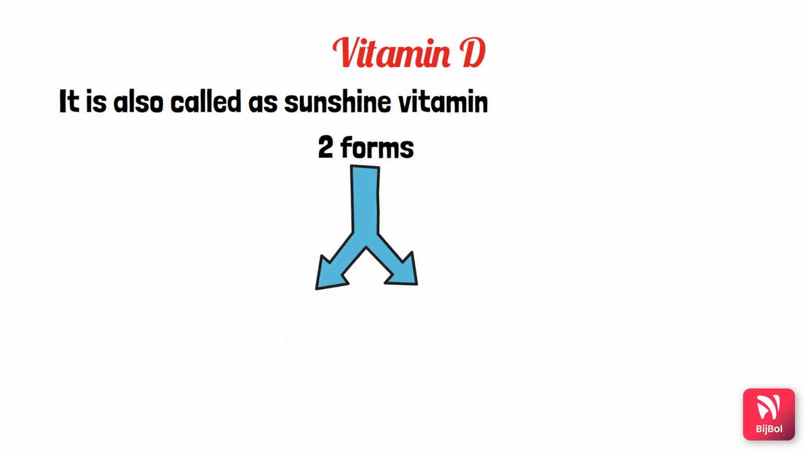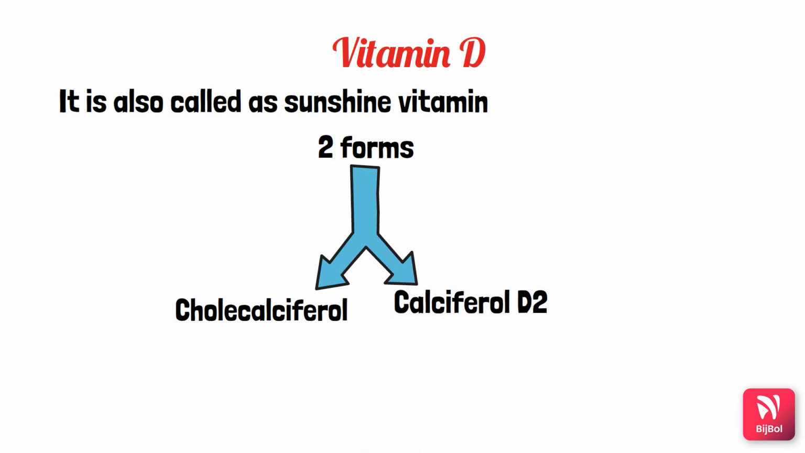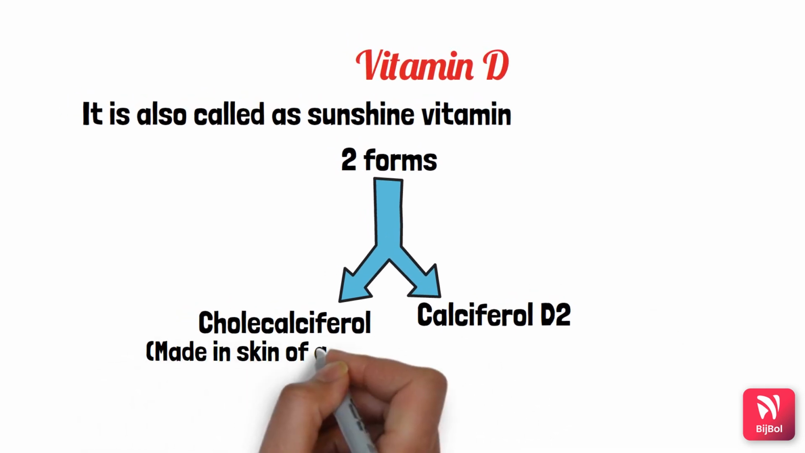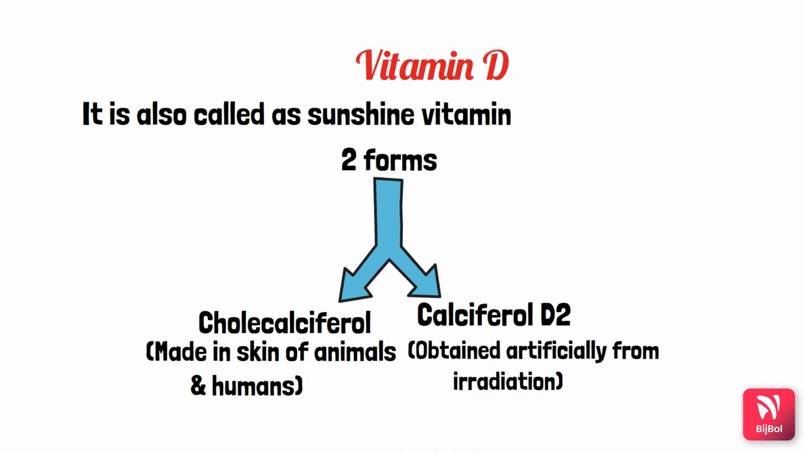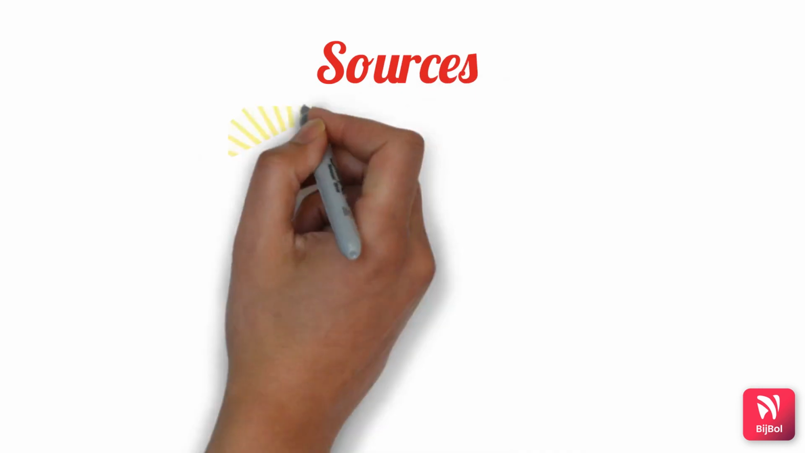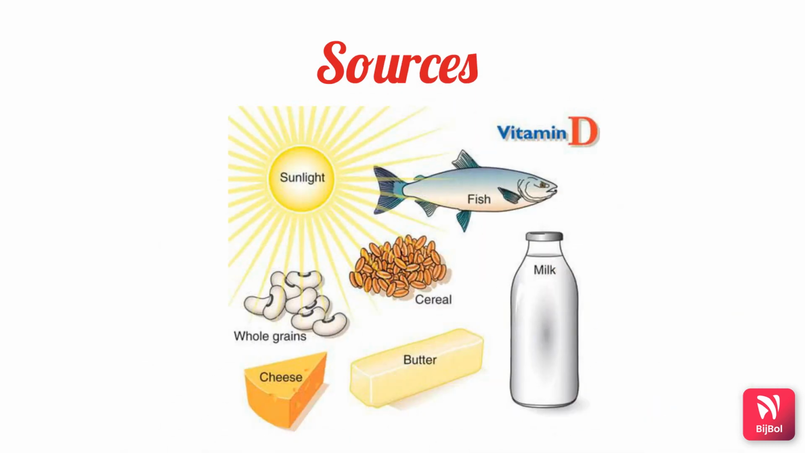Vitamin D exists in 2 forms. Those are cholecalciferol and also calciferol D2. Coming to the cholecalciferol, it is made in skin of the animals and humans. Calciferol D2 is obtained artificially from the radiation. Now coming to the sources of vitamin D, the main important source of vitamin D is sunlight. Apart from these, whole grains, cheese, butter, cereal, fish and milk are also the source of vitamin D.